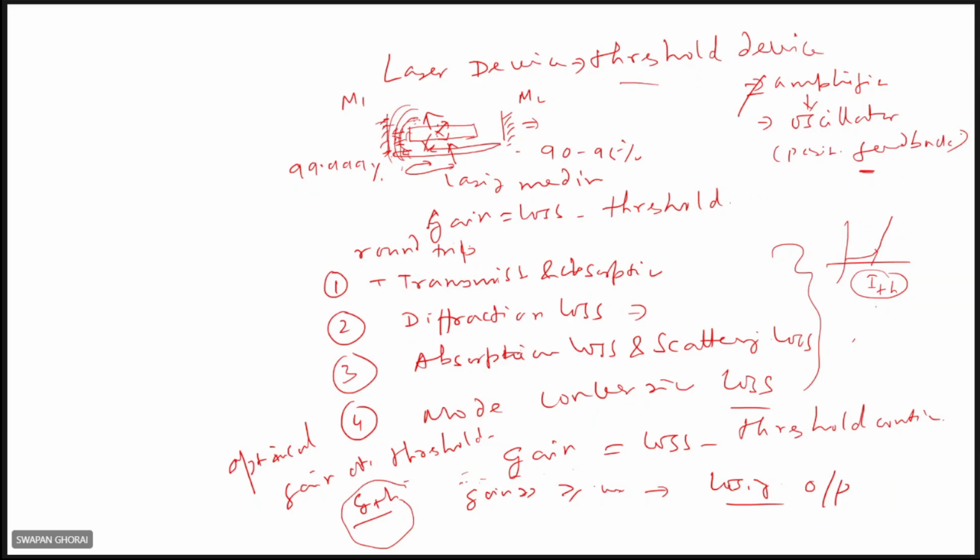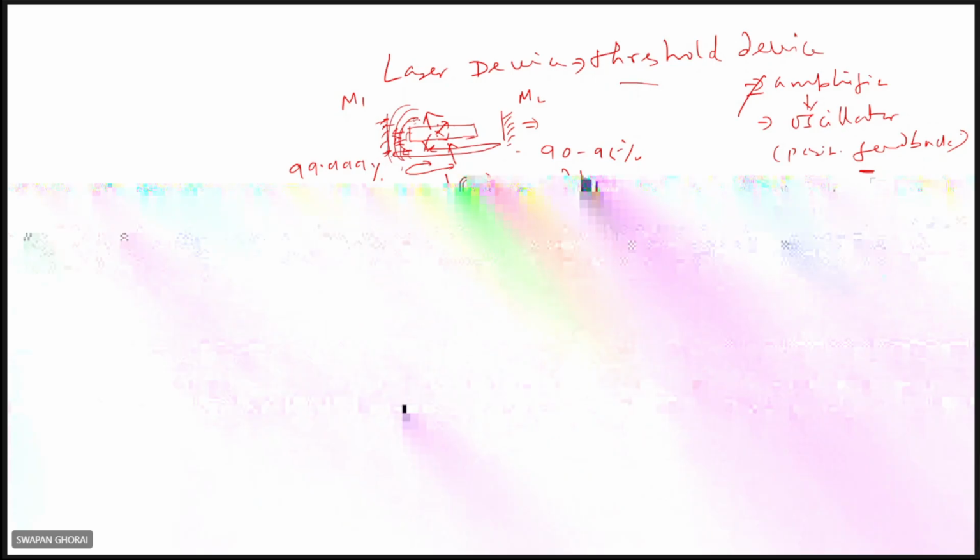We have seen there is no output initially. If you give some current there will be no output, but after some time you get the output. That means some threshold current or threshold power is needed, then only there will be an output. That means it's a threshold. All laser devices are threshold devices. That means some threshold condition is there. So what are these threshold conditions?